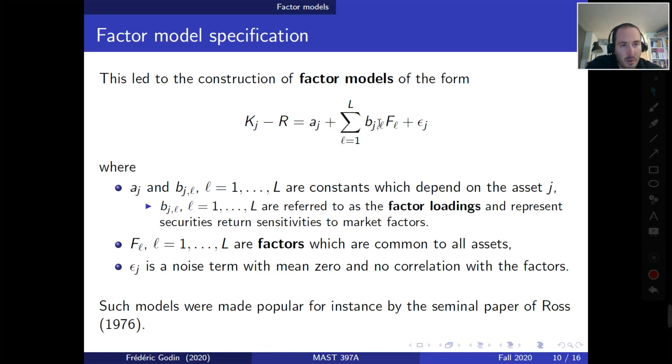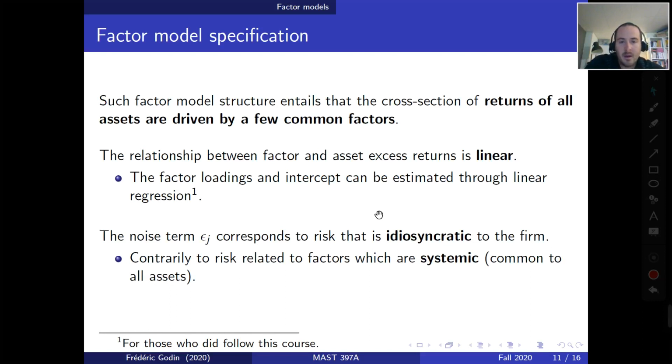Okay, so for those who did their linear regression class, you know this theory, you know that these types of models can be estimated through linear regression. But if you haven't done linear regression, I just want to tell you that there are statistical methods to estimate the constant A's and B's from historical data in that case. Okay, and so this is what we said.